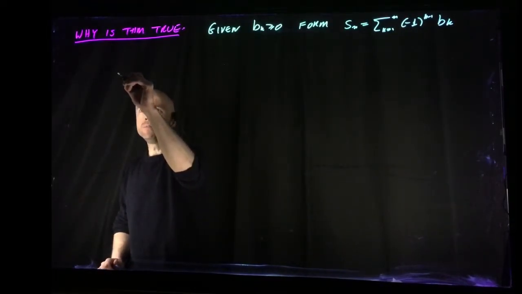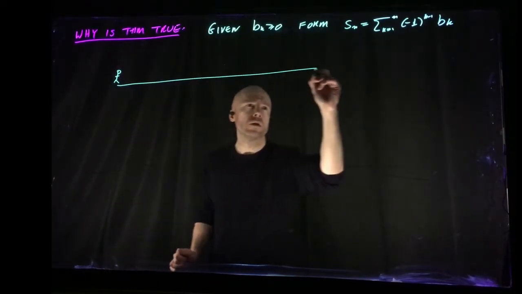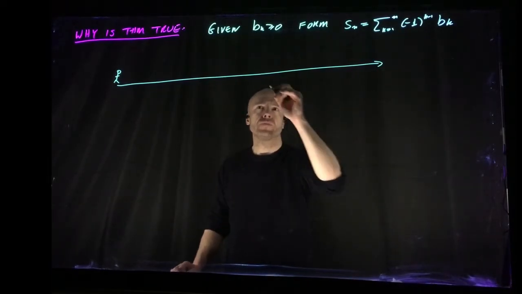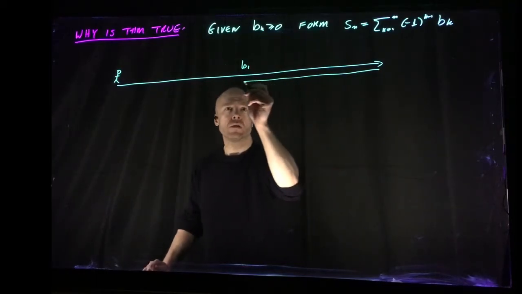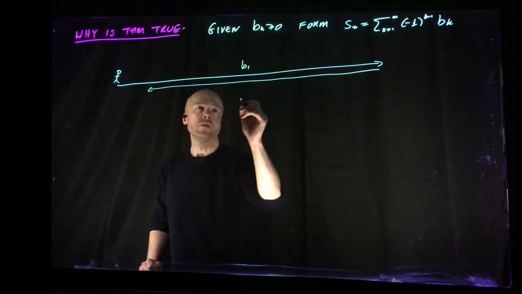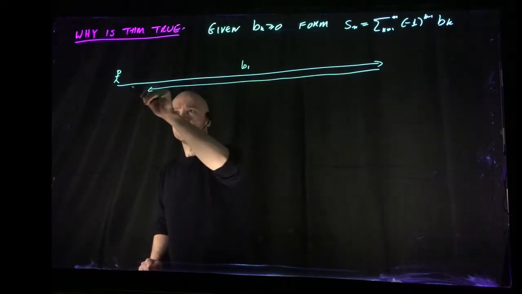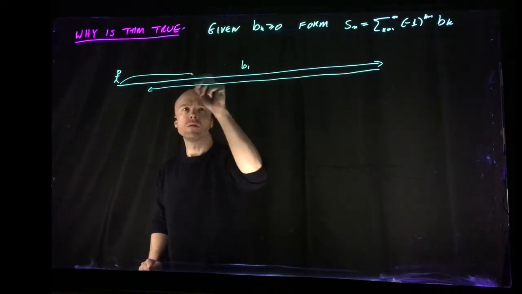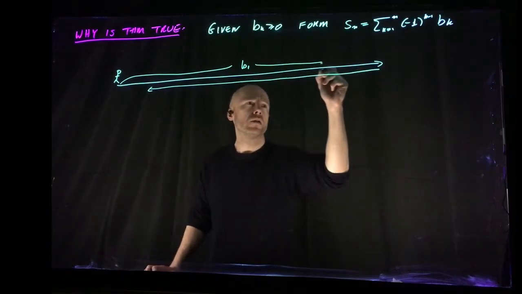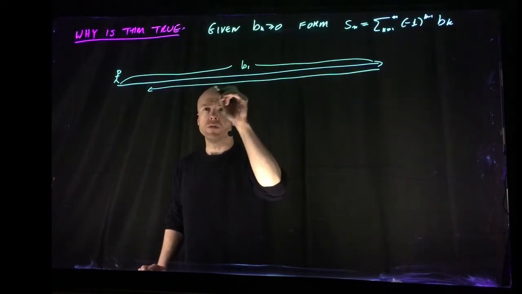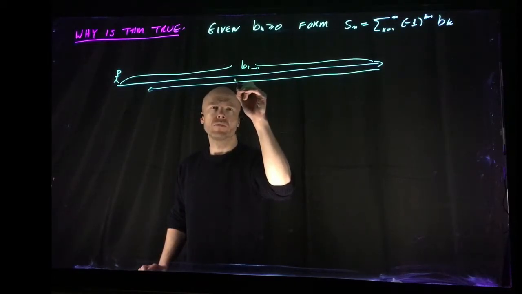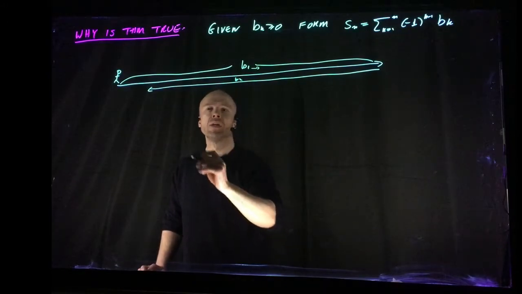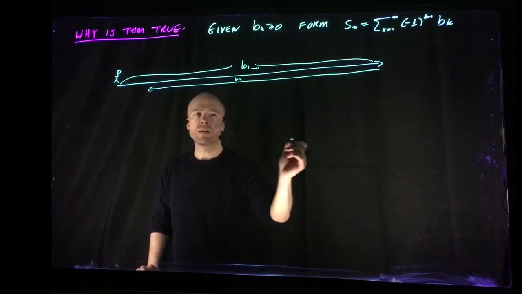So we start here. This is us. And we're going to go forward by b1. And then we're going to go backwards by b2. So by that I mean this distance here that we've traveled is b1, and then this distance here is b2. Okay, and then we'll continue doing this: forward, backward, forward, backward, forward, backward.